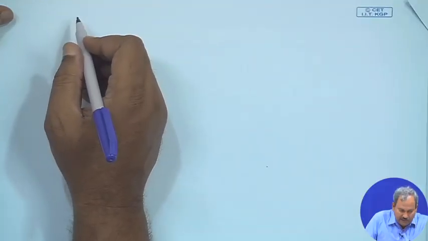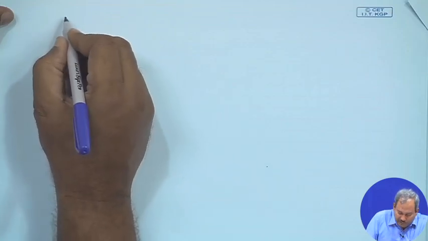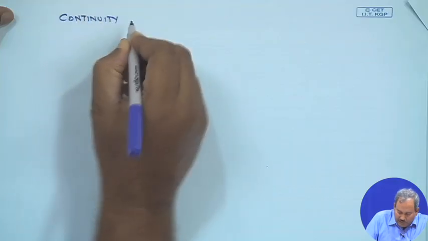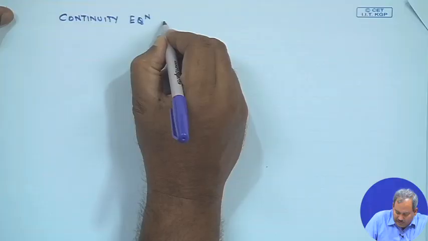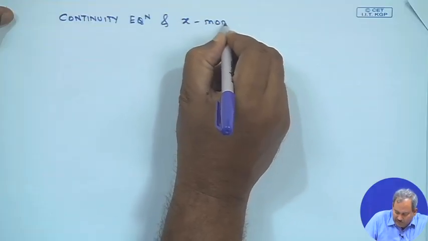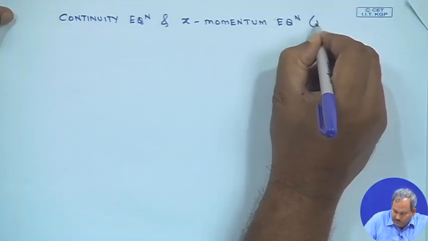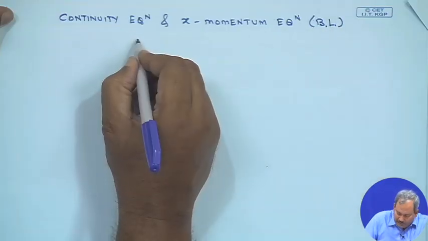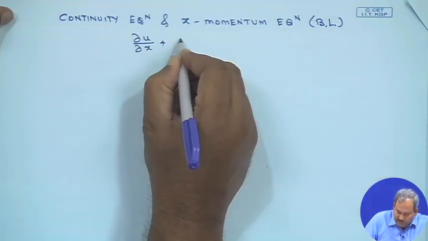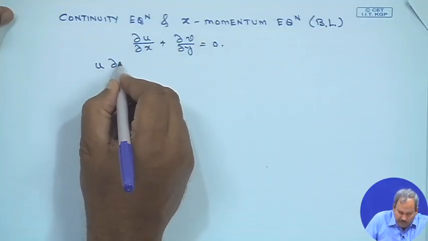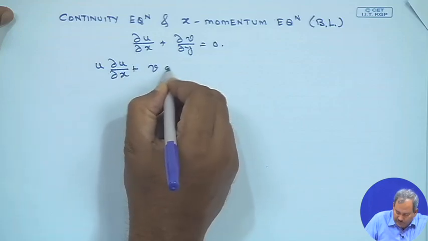So, now I think we can start the equations. I would simply write these equations for this class, and then we will discuss their implications in the next class. So, for the case of velocity boundary layer, we know that we have the continuity equation and the x momentum equation inside the boundary layer, and this is the continuity equation, and what we have in terms of the x momentum equation is u del u del x plus v del u del y.